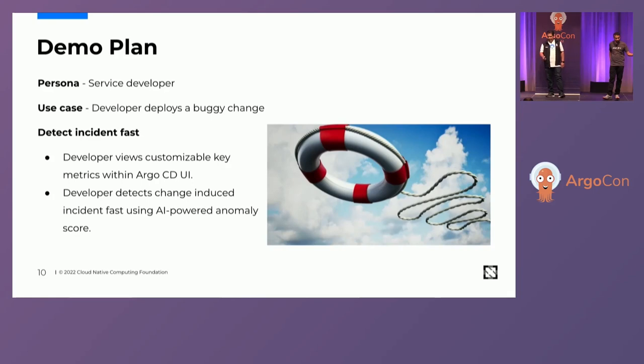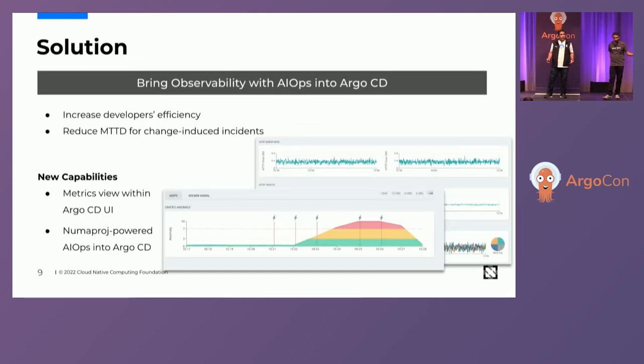So what we did was we brought our observability experiences into Argo CD. It gave us two things. One, the new capability where the metrics are already incorporated into Argo CD. So the developers can look at Argo CD itself and look at any metrics they want, whether it's a golden signal metric or any custom metric, at the place where they are deploying.